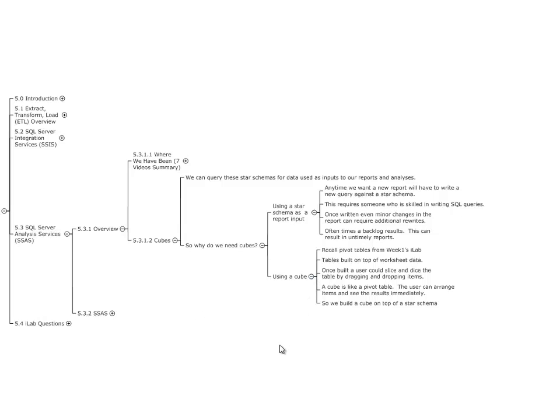One way of addressing that issue is using what's called a cube, and you need SQL Server Analysis Services to do that. If you remember back to week 1's iLab, one of the things we did there was pivot tables. Well, a cube is a lot like a pivot table. The pivot table was built on top of worksheet data, and the cube is going to be built on top of a star schema.